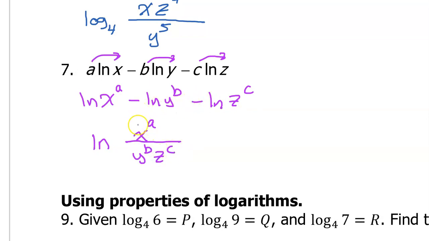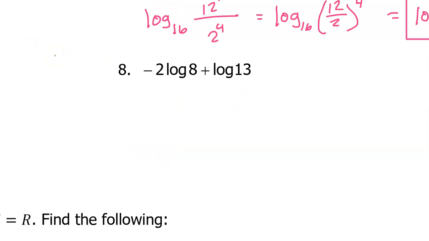Correct. And again, he knew that the x to the a would be in the numerator because that was the positive term. The other two came from negative terms. That's how he knew to put those in the denominator. All right, there's a couple different ways to do number 8. Daniel, what's your thought process on number 8?